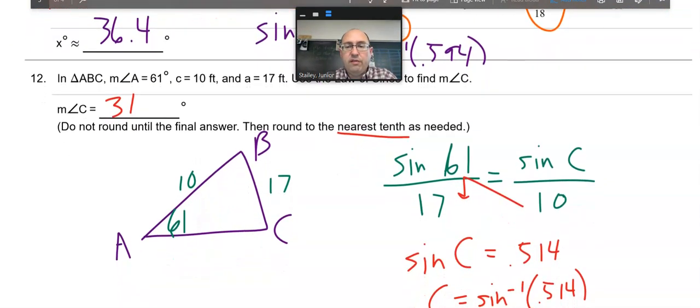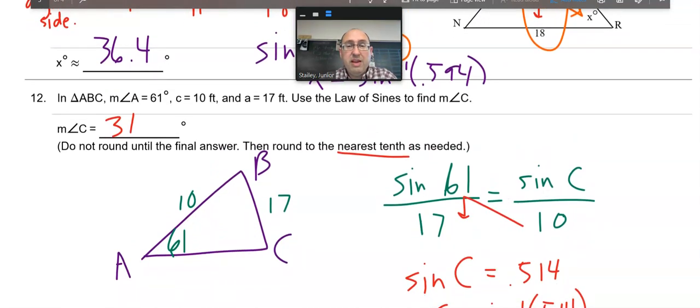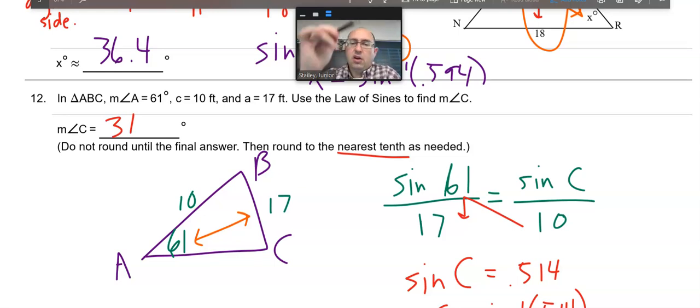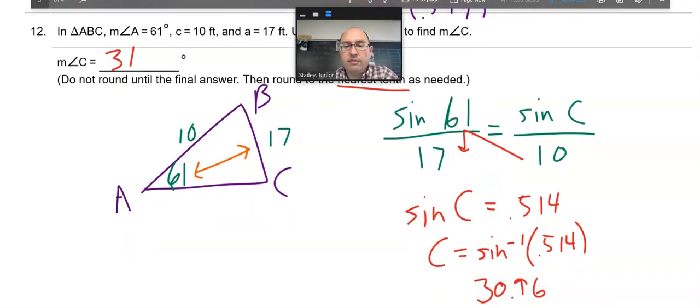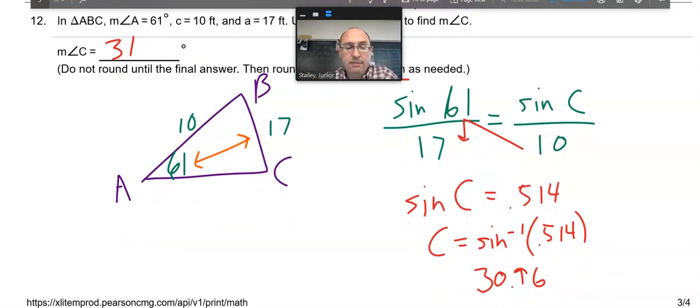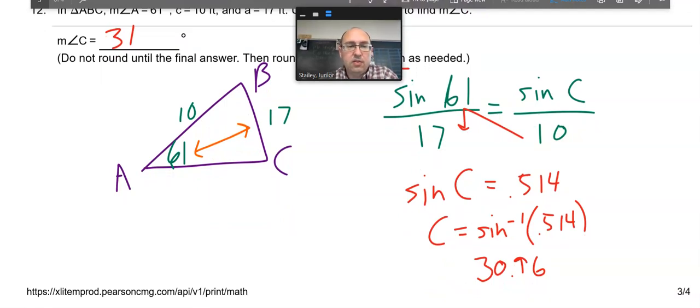Question 12 forces me to make my own triangle. Yes, folks, angle A, we use capital letters for angles and lowercase letters for sides. So angle A is 61. Side A is 17 across from it, so you can see that in my picture. And then I've got side C, which is 10, which is across from angle C. So I set up my proportion, sine 61 over 17 equals sine C over 10. Cross multiply, got my fraction 0.514, inverted the sine, and angle C is 31.